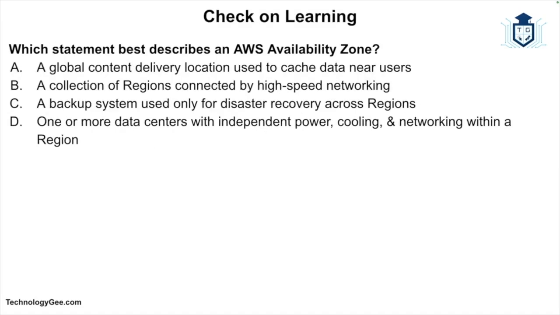All right, so with all that being said, let's do some check on learning. So our first question is, which statement best describes an AWS availability zone? Is it a global content delivery location used to cache data near users? Is it a collection of regions connected by high-speed networking? Is it a backup system used only for disaster recovery across regions? Or is it one or more data centers with independent power, cooling, and networking within a region?